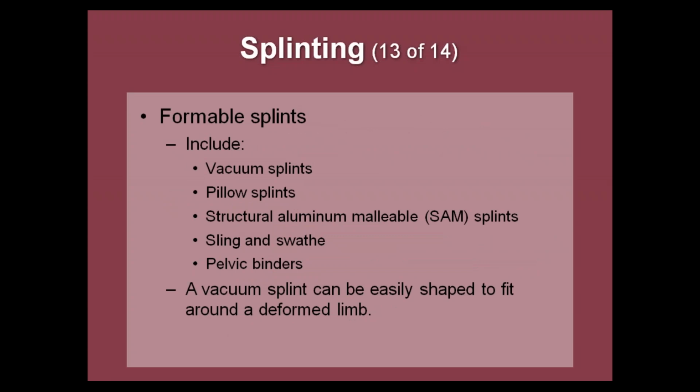Formable splints include vacuum splints, pillow splints, structural aluminum malleable splints. So those are your, I guess technically it's not a rigid splint. So SAM is not technically rigid. It's considered a formable splint, along with our vacuum splints, sling and swath, and the pelvic binder. Vacuum splint can be easily shaped to fit around a deformed limb. It seems like I've used those a lot for dislocated ankles and knees. Those are the ones I've used the most for the vacuum splints.